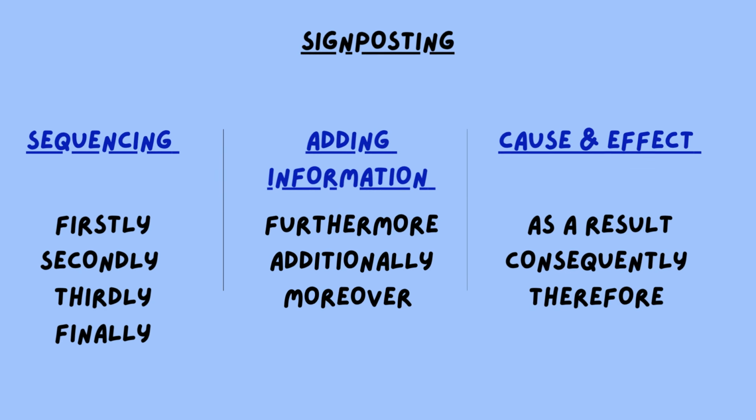Within your paragraph, you also want to show examples of signposting, and these come in different forms. At the beginning of your paragraphs, you might want to use sequencing words such as firstly, secondly, thirdly, and finally. When adding information, you might consider using furthermore, additionally, or moreover. In the explain or evaluate section of your paragraph, you might consider using phrases such as as a result, consequently, and therefore, and these ones are used to show cause and effect.